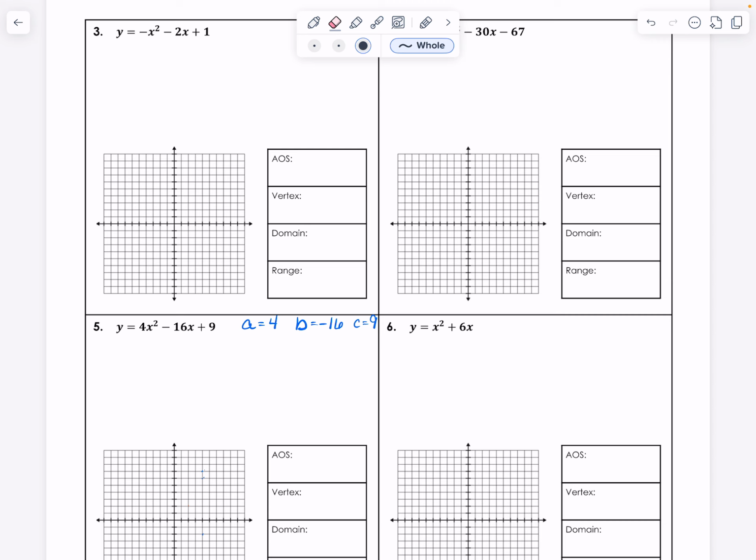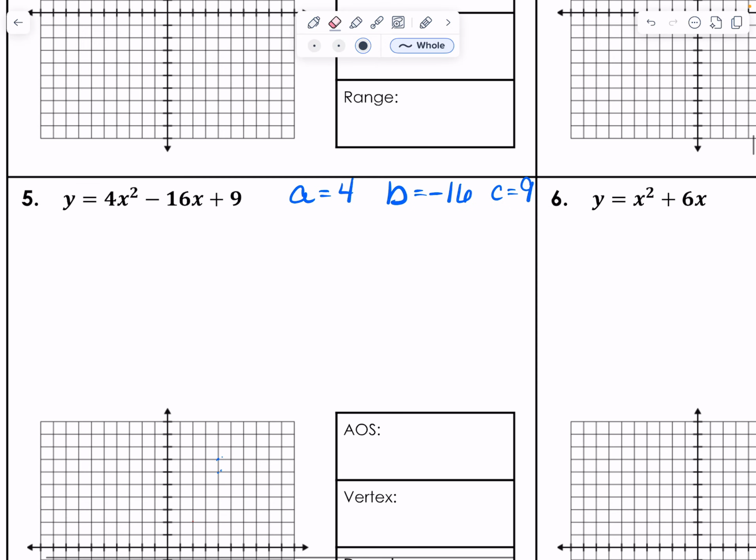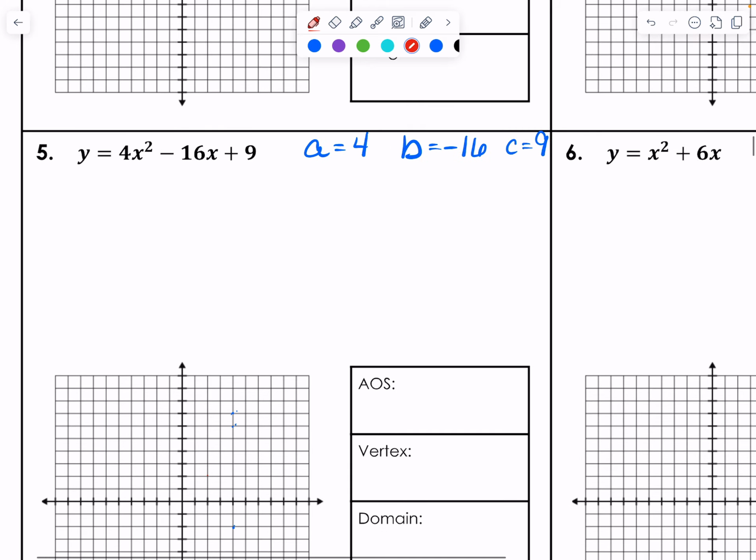Okay, all right, so let's go ahead then and let's get to number 5. Very first thing I've done is I've listed out a, b, and c. Okay. Now, once we have a, b, and c, and I look at the list here, they're asking me to find the axis of symmetry.